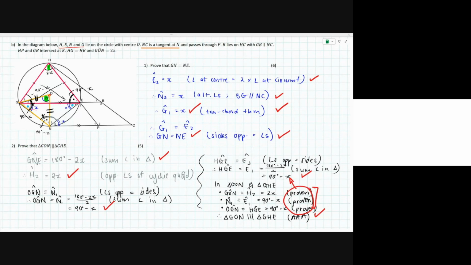All right, so guys, just remember again, similarity, only 2 ways to prove: angle, angle, angle, or sides in proportion.